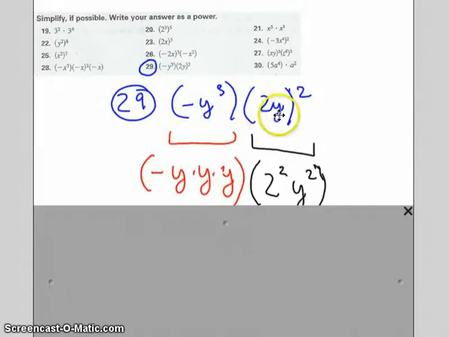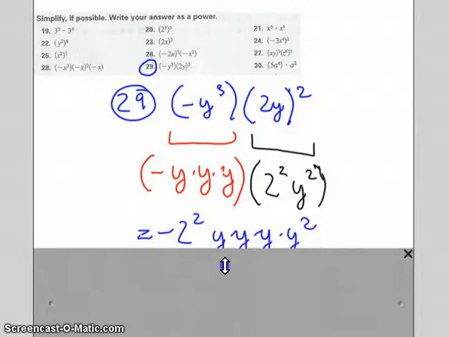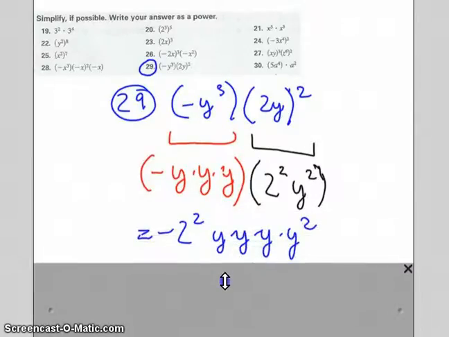Inside the second set of parens here, I distribute that 2 because it's on the outside. It goes to everything inside. 2 and y both get raised to the second power. And I could break that right side apart. And so I would have what I had before, which was the negative y times y times y. Well, there's that negative. There's that y times y times y.